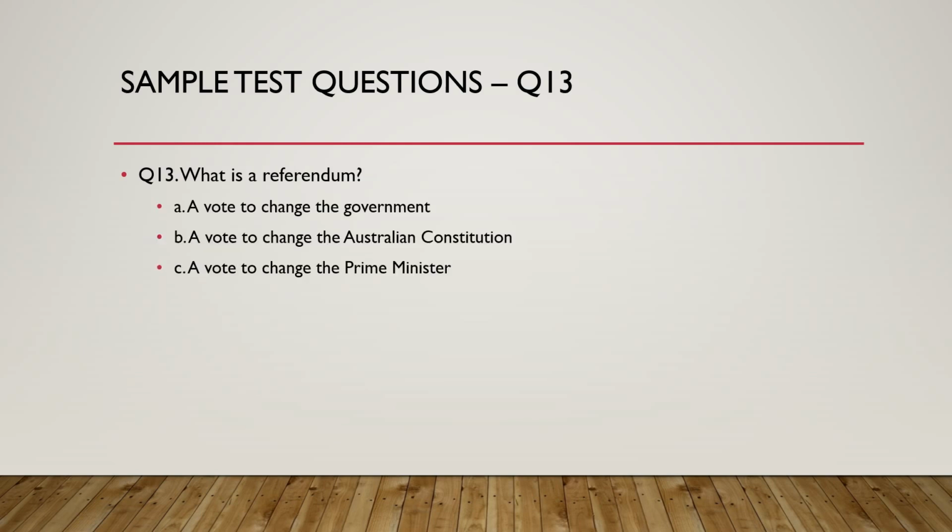Question 13 is, what is a referendum? Is it a vote to change the government, a vote to change the Australian Constitution, or a vote to change the Prime Minister? So the answer is B. A vote to change the Australian Constitution.